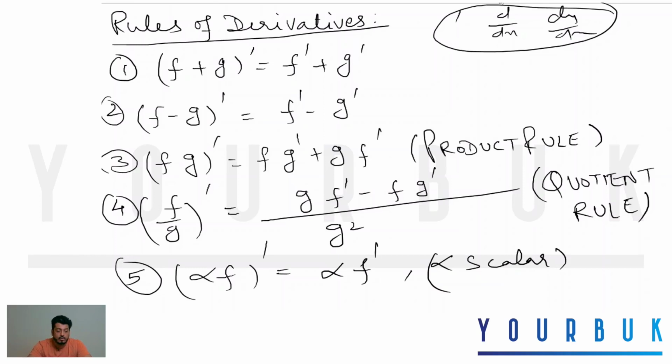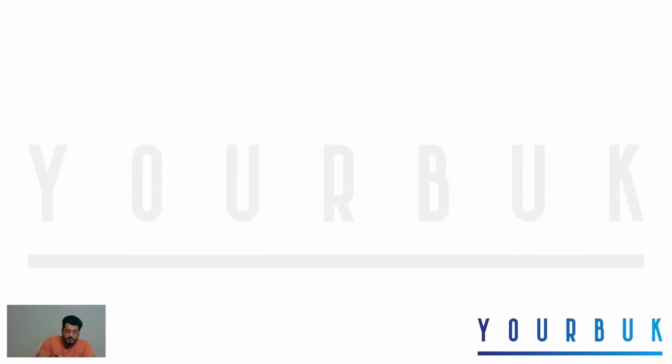That is how to find the derivative of a sum, product, difference, quotient, or scalar multiple. These are the formulas which we frequently use in class 11. We can see some applications of these rules, so let us try to do some questions. Suppose, for example, it says: find the derivatives of the following.